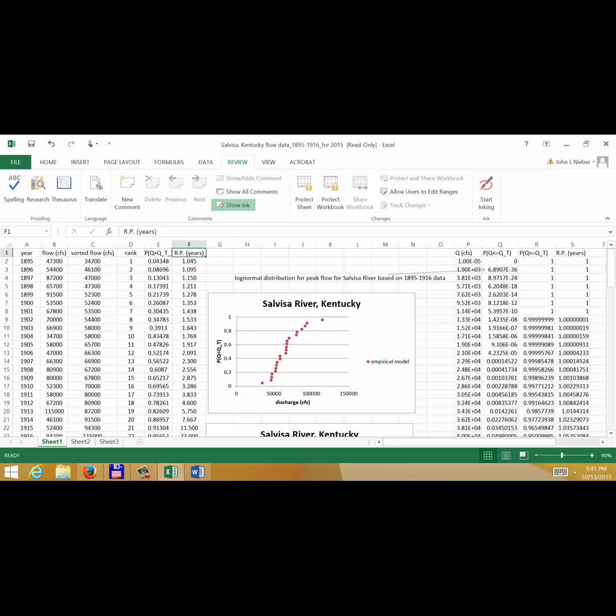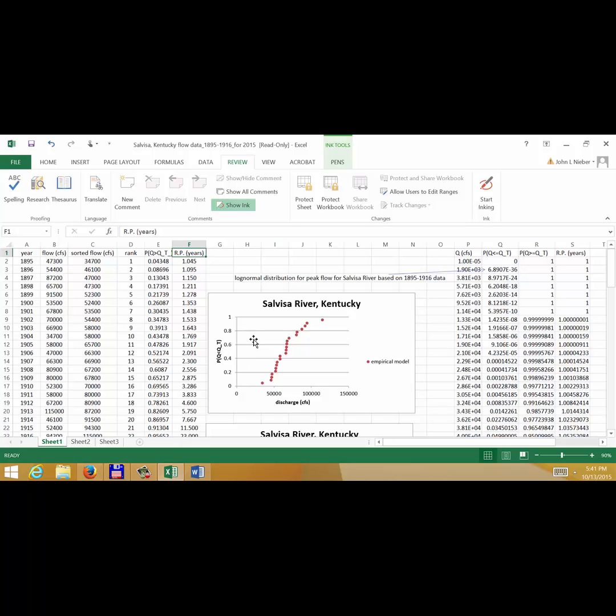So now if I were to take and plot the value of X, that is the flow in column C, against the probability of exceedance of that value, I get the curve that you see to the right. It's what we call the empirical model.